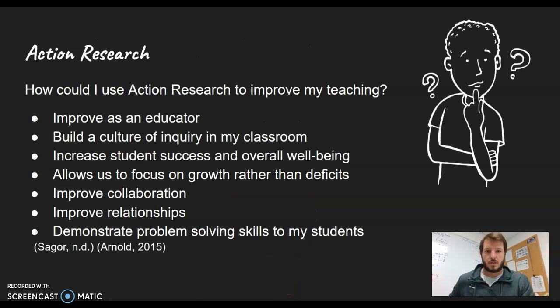How could I use action research to improve my teaching? It allows me to improve and grow as an educator. It builds a culture of inquiry in my classroom, which I can help build with our students as well, not just myself. It increases student success and overall well-being. We're going to keep that in mind the whole time. And it allows us to focus on growth rather than deficits. So we're trying to find ways to achieve and improve student success instead of just identifying their deficits or what they can or can't do.